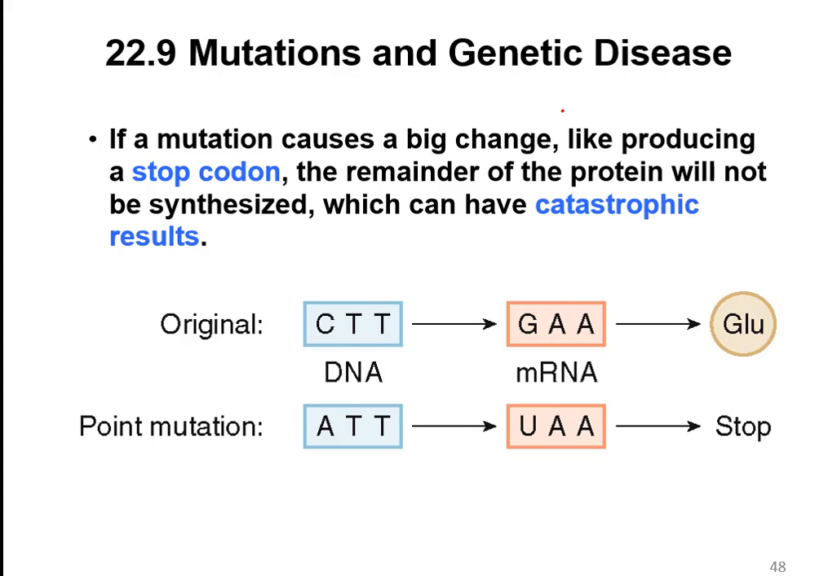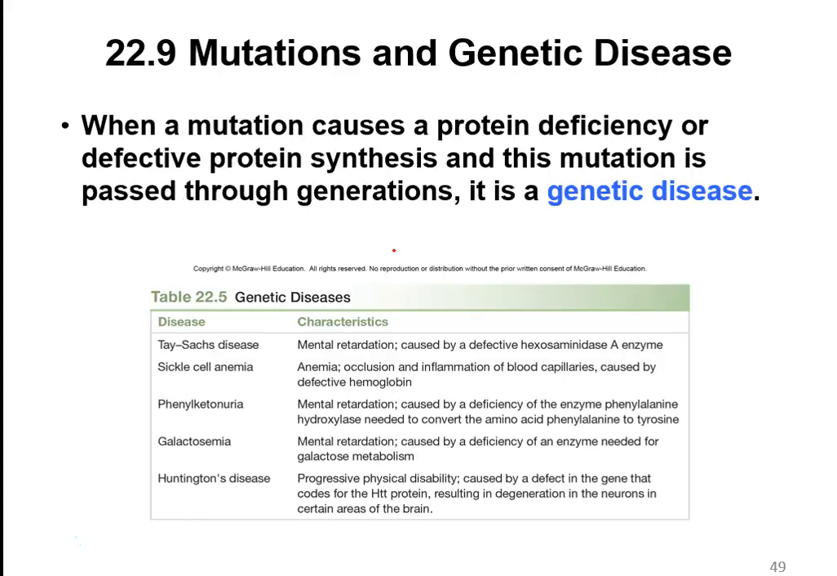Okay. If a mutation causes a change, like producing a stop codon, the remainder of the protein will not be synthesized. That can have a huge effect. So just because you have one amino acid change, it might not be a big deal, but other times it could be a big deal. If you change a C for an A, instead of having CTT, you have ATT, and UAA in the mRNA is the code that tells the protein to stop building, and it stops it. So that protein will never be made again, and that could cause a lot of issues. So it all depends on the type.